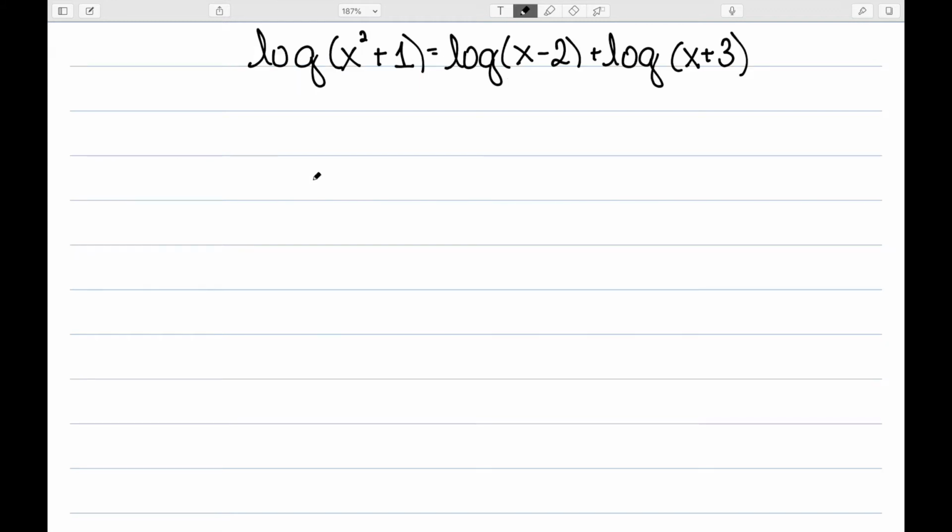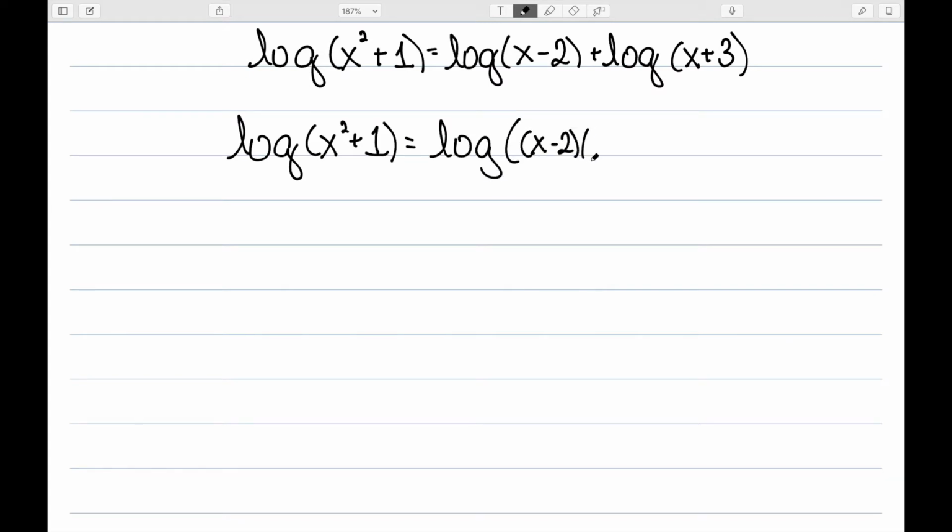Here we have log of x squared plus 1 equal to log of x minus 2 plus log of x plus 3. So we're going to start by using properties of logs on the right-hand side. Since we're adding, we could take log of the product, x minus 2 times x plus 3. And now that I have a log on both sides, I can write this as x squared plus 1 is equal to x minus 2 times x plus 3.